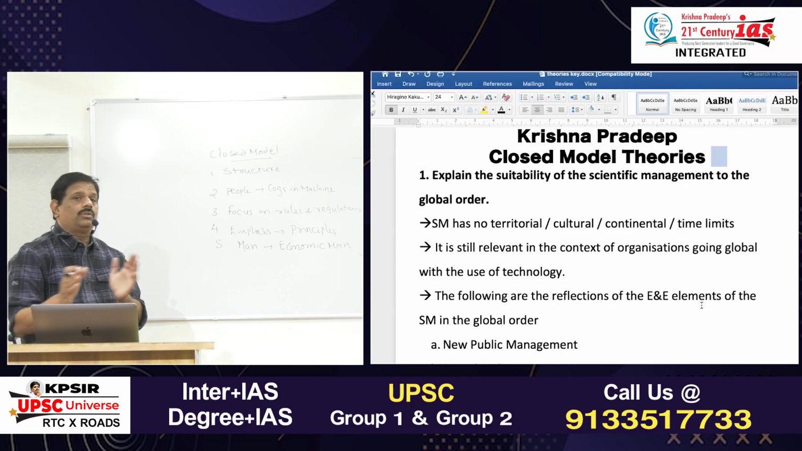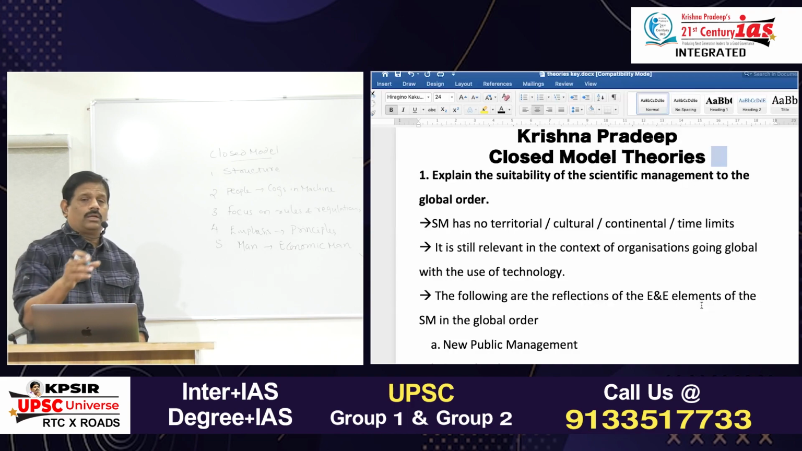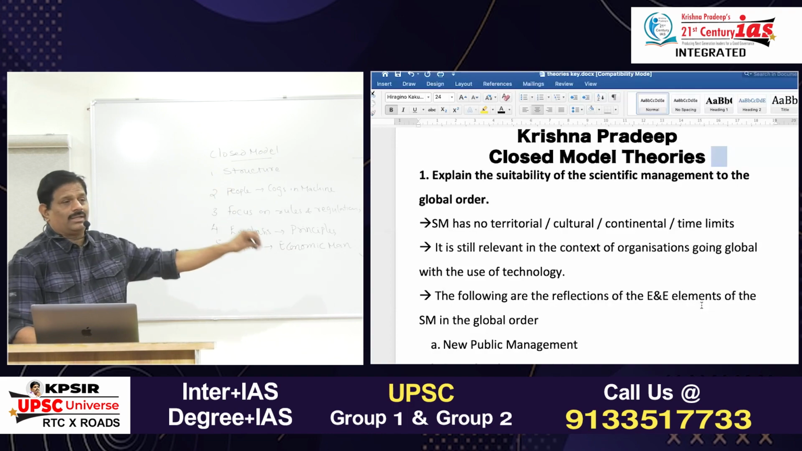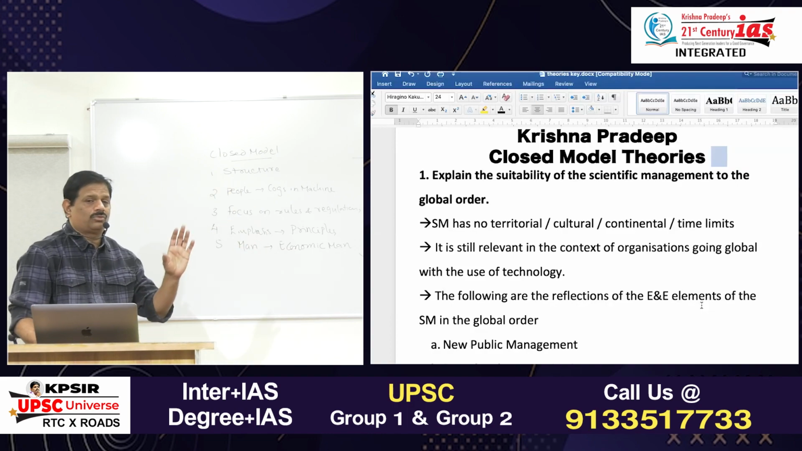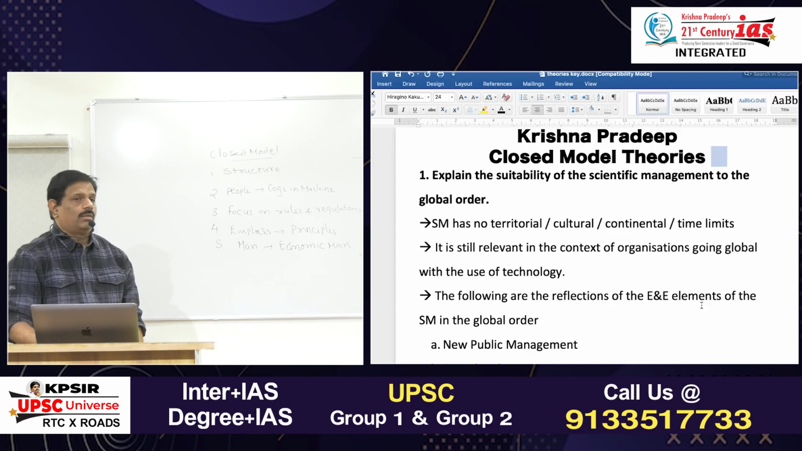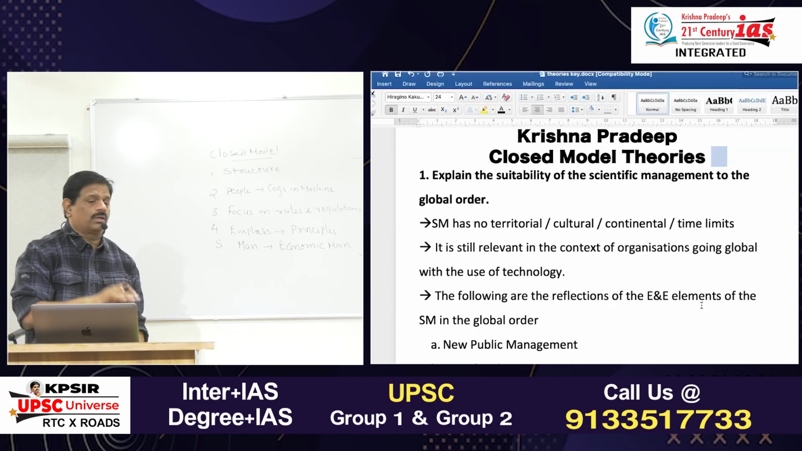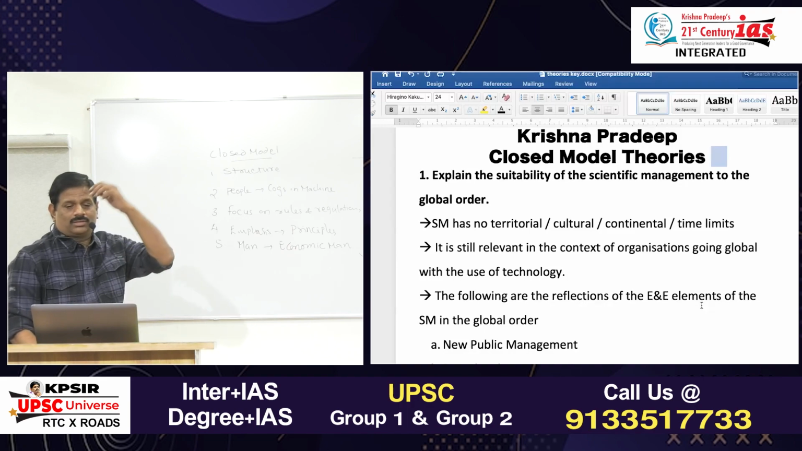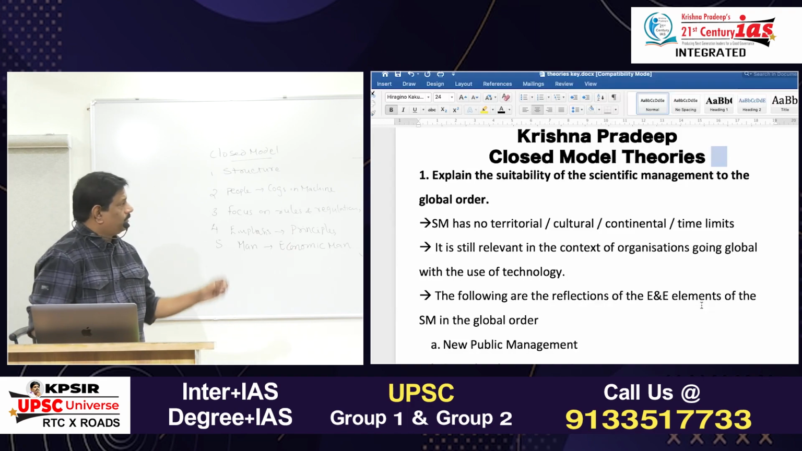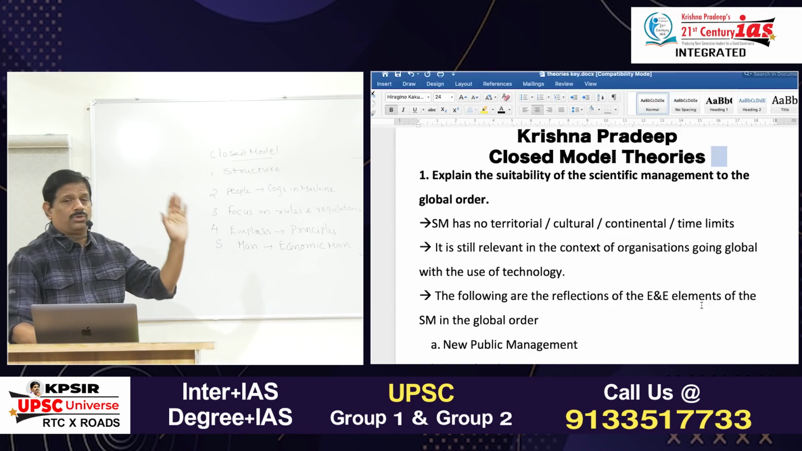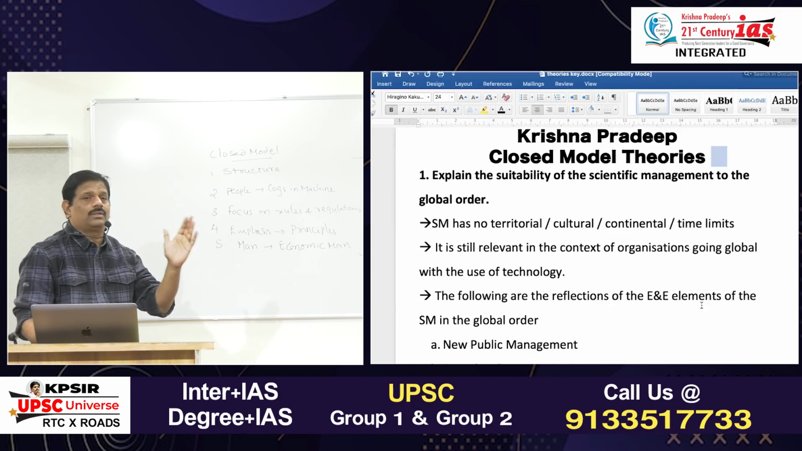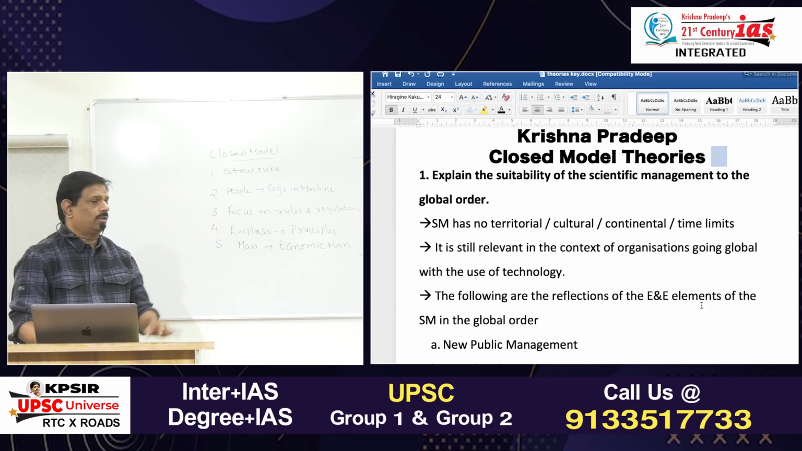All these modern organizational theories of post-1950s were taking the cue from the classical school of thought only. Because without building the organizational structure, you cannot talk about the behavior of the people, or the process of the organizations. With this background, we need to understand how these closed model theories and the questions on them will be asked.